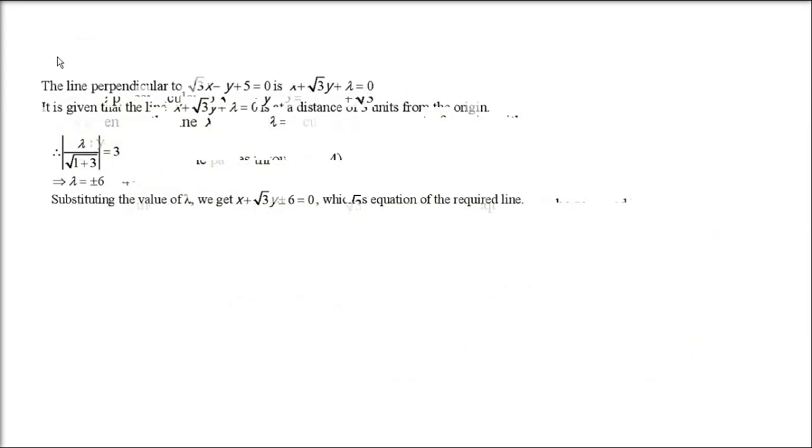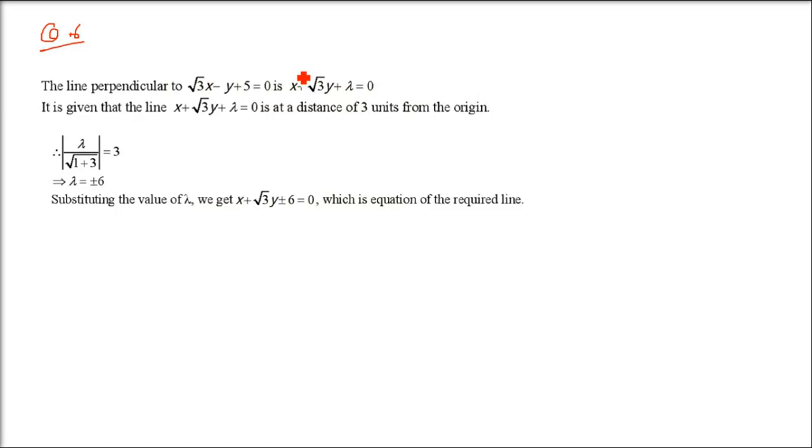Question number 6. Find the equation of a line perpendicular to root 3x minus y plus 5 equals 0 and at a distance of 3 units from the origin. Now the distance is being given, and there is a way of finding the distance. The distance is from the origin.